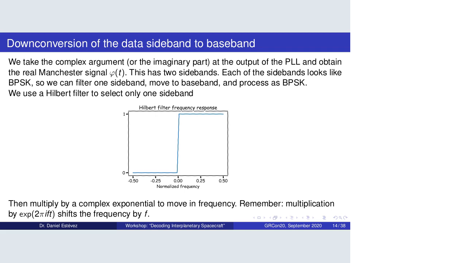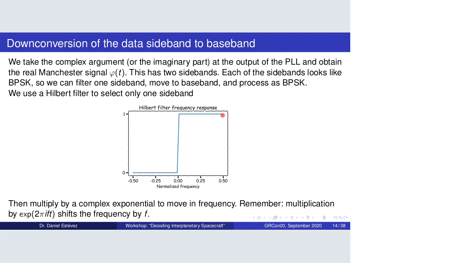Now the idea is we have 2 sidebands in the data. We are going to select one of the sidebands, and this is done with a Hilbert filter, which filters the positive frequencies. So we are going to remove the left sideband and only use the right sideband. We'll use the Hilbert filter to leave the right sideband in place.